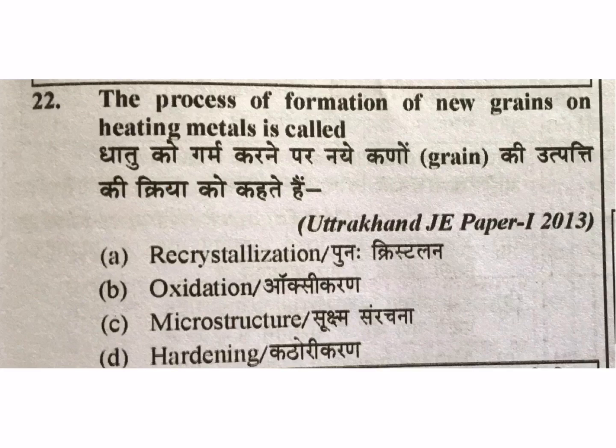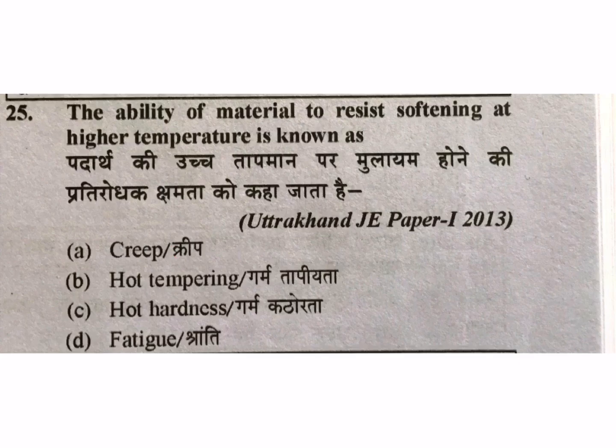Next one, the process of formation of new grains on heating metals is called as? A is your correct answer, recrystallization. Next question, the ability of a metal to resist softening at higher temperature. Creep, hot hardness. Yes, C is your correct answer.